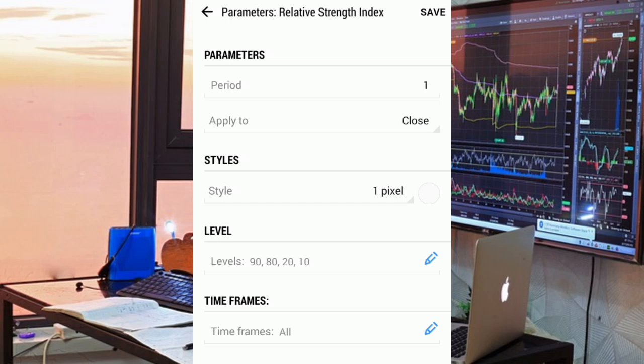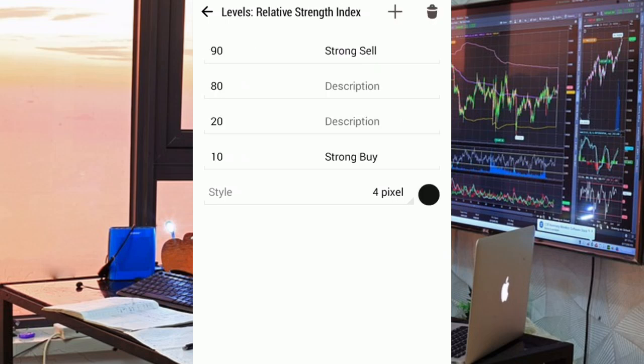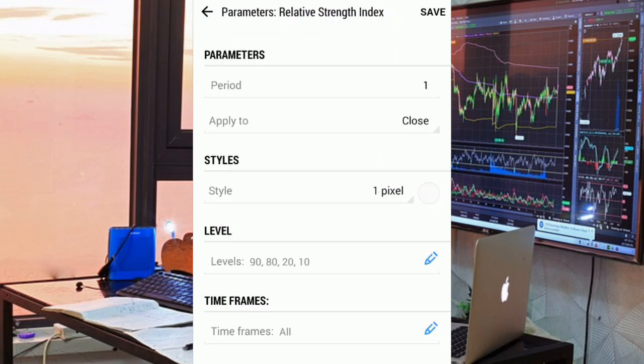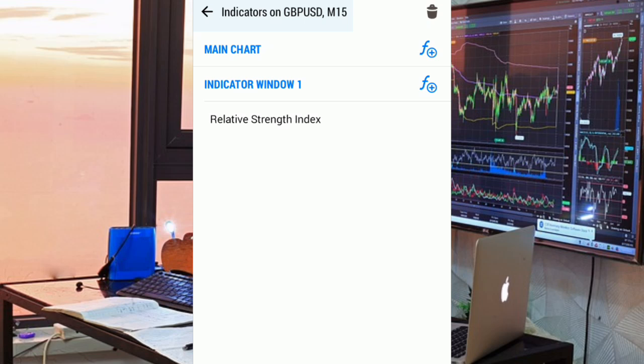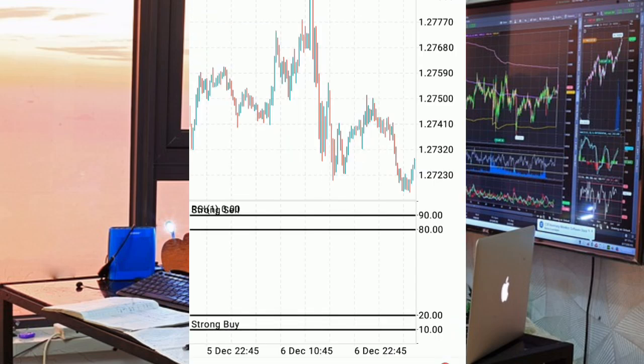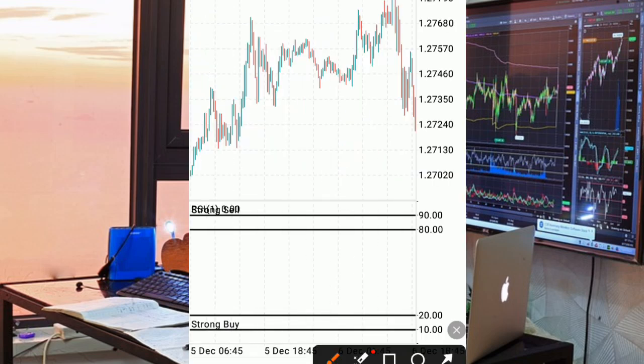And as for the levels, let's click on that small pencil, and we're going to put 90, 80, 20, 10. For those who don't know where to get these ones, you can just use this plus sign over here. If you use that plus sign, you're going to be able to calibrate the RSI. So now what is going to happen next is that we are going to make it 4 pixel black, because I want the levels to be visible on our chart. So right now we've got our relative strength index. As you can see, this is our relative strength index just down here.